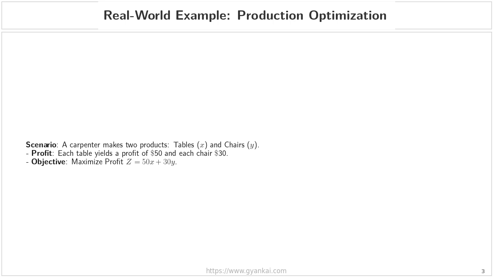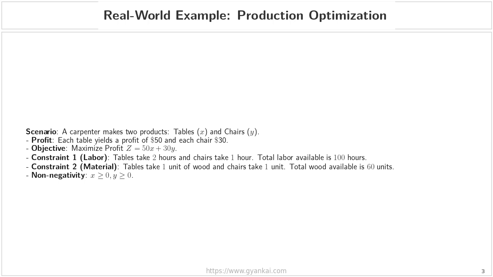However, you can't just make infinite products. You are limited by your resources. First, we have a labor constraint. Each table requires 2 hours of work, and each chair requires 1 hour. You only have a total of 100 labor hours available. Second, we have a material constraint. Both tables and chairs require 1 unit of wood, and you only have 60 units of wood in stock. Finally, we must remember our non-negativity constraints, meaning x is greater than or equal to 0, and y is greater than or equal to 0, because you cannot produce a negative number of items.